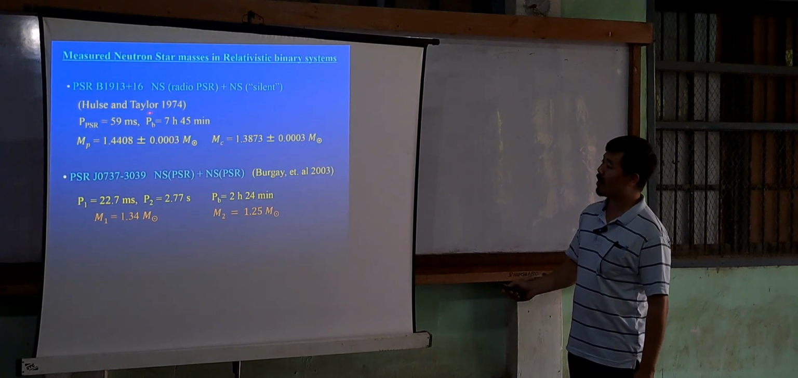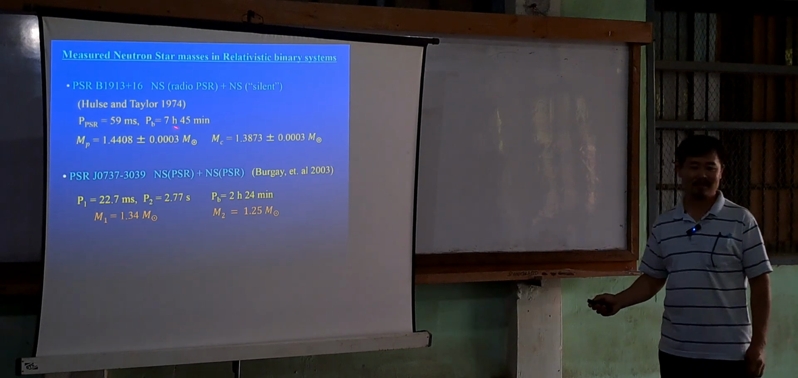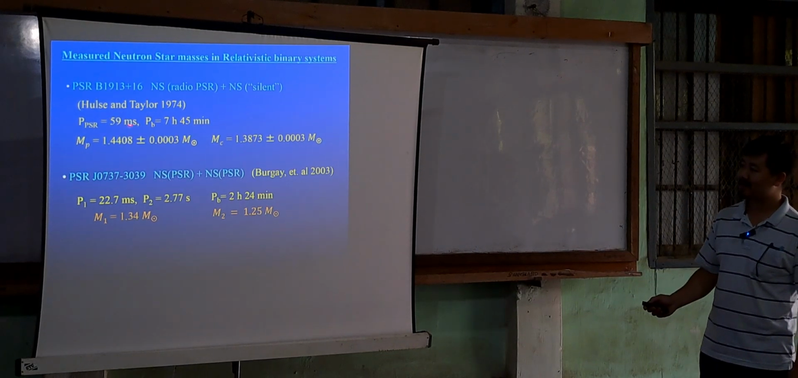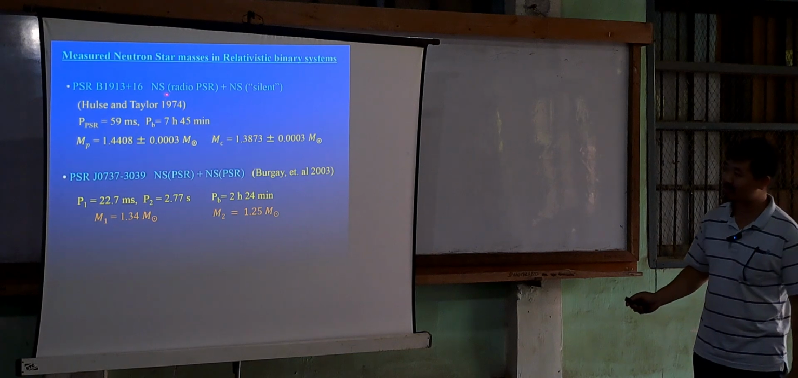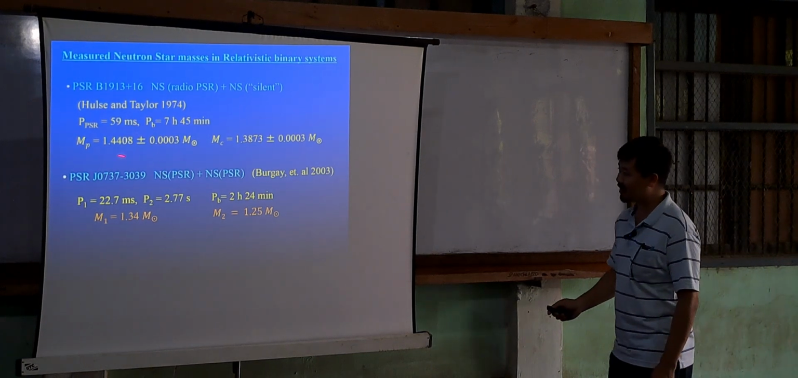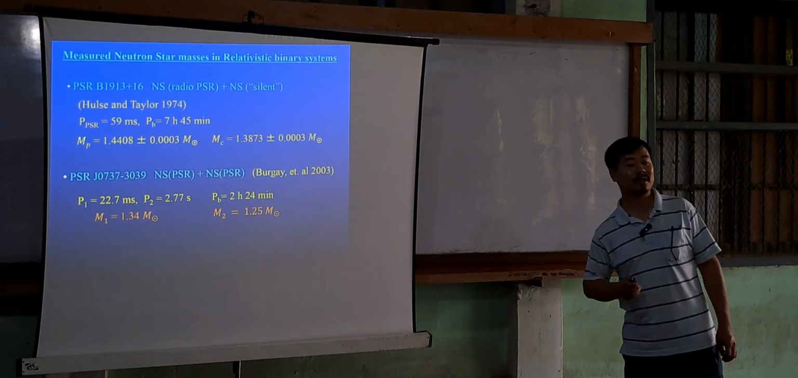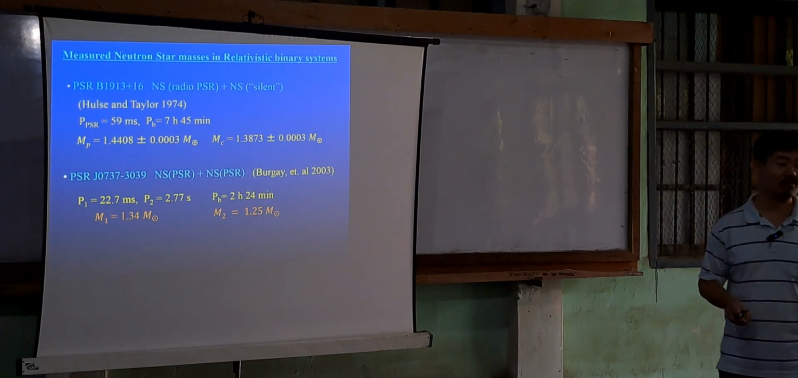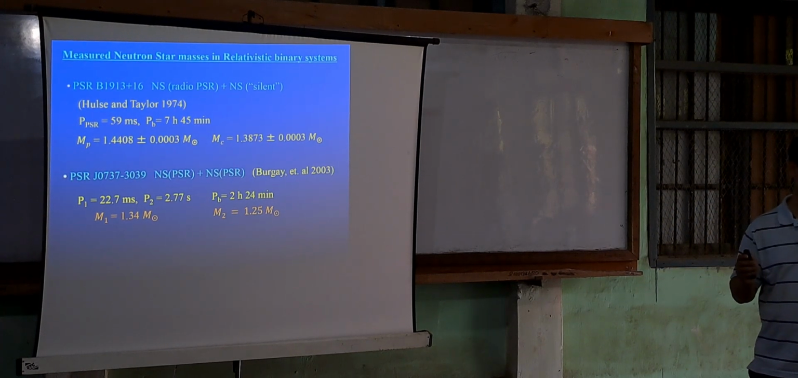So this is a very old one. It's called the Hulse-Taylor neutron star binary. They got the Nobel Prize because this is the first neutron star binary that measured the mass very, very accurately and also gave indirect confirmation of gravitational waves, which were predicted by Einstein in 1915.